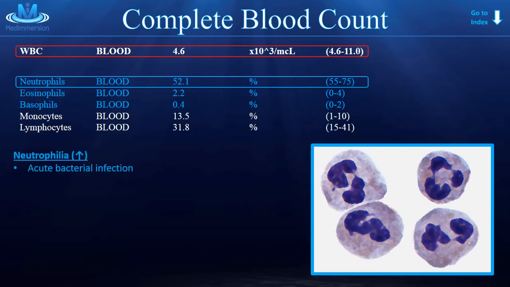Bacterial infections would cause the neutrophil count to go up, and this is called neutrophilia. I've heard some people call it neutrocytosis as well, but that's not as common. What are some other things that could cause a neutrophilia?